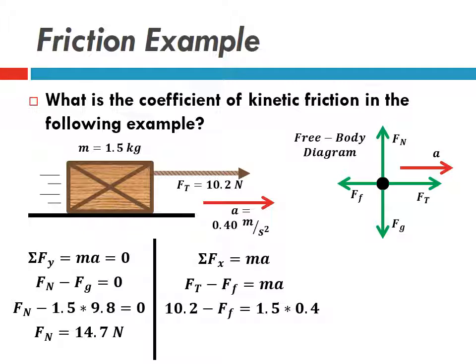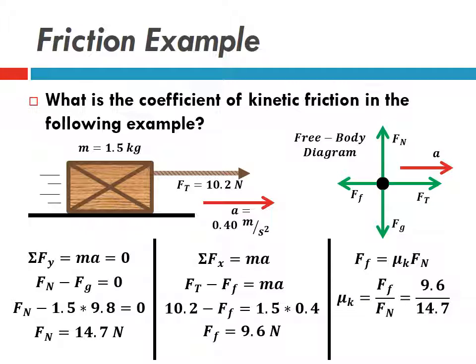Plug in the numbers. We know the force of tension is given to be 10.2. We know that the mass is going to be 1.5 kilograms as indicated at the beginning, and then the acceleration 0.4 because that was indicated as well. We solve this. We do 1.5 times 0.4, and then we take the 10.2 to the other side, and we get our force of friction is going to be a positive 9.6 newtons. Now that brings us to our next part where we actually plug in our force of friction. We plug in our normal force, and that's going to give us our coefficient of friction.